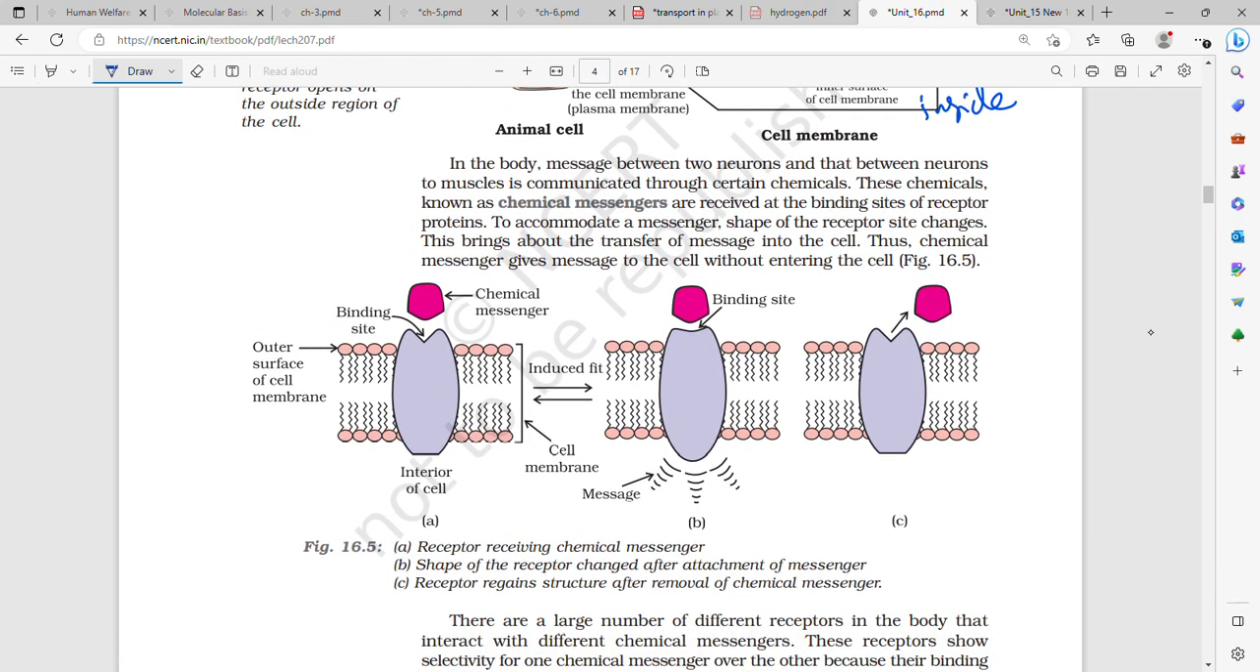So in the body, messages between two neurons and between neurons and muscles are communicated through certain chemicals. What are these chemicals? They are neurotransmitters, basically chemical messengers, and they are received at the binding sites of receptor proteins. At the neuromuscular junction, the message is communicated through the chemical messenger acetylcholine, if you remember. So these chemicals are known as chemical messengers, and they are received at the binding site of the receptor proteins.